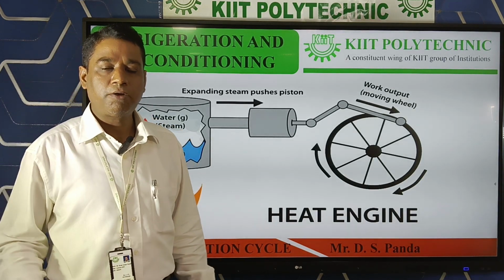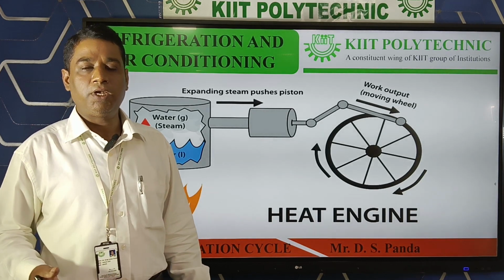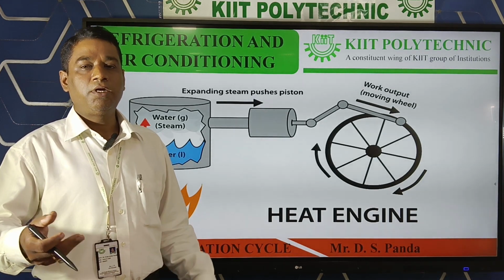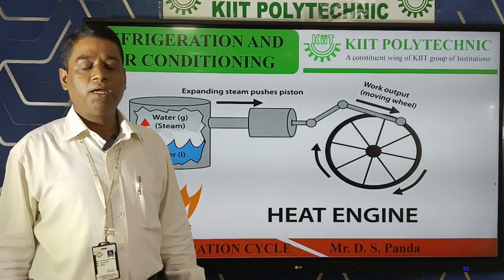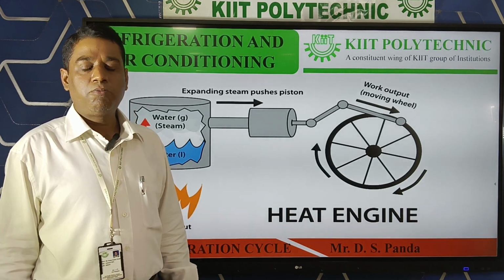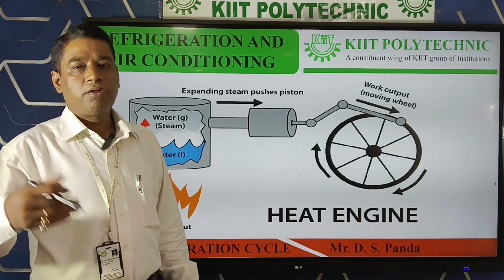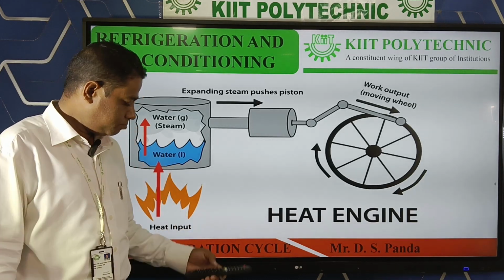In an automobile engine, what happens? Inside the engine, there is a combustion of fuel, and after combustion, it expands and is used to run the engine, and by the piston movement of the engine, power comes to the wheel.